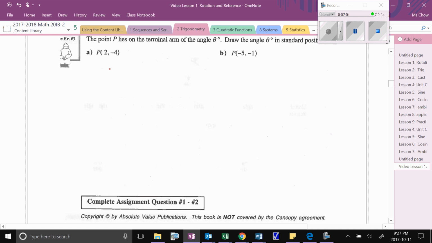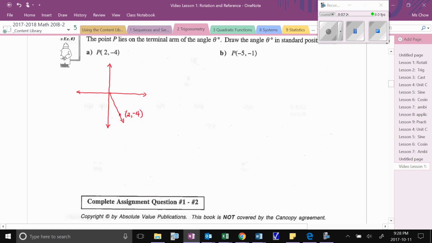So let's just draw a sketch in our axes then. With a positive x and a negative y value of -4, I know that I'm in quadrant 4, and we'll just do a good estimate of this. So if this is 2, -4, here's my point P, and point P lies on the terminal arm. So there it is, and this is 2, -4.